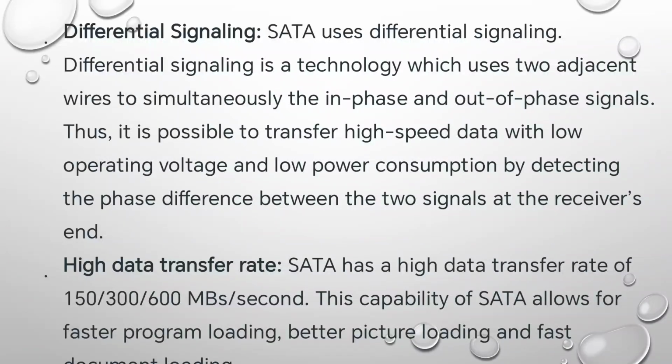Differential signaling. SATA uses differential signaling. Differential signaling is a technology which uses two adjacent wires to simultaneously carry in-phase and out-of-phase signals. Thus, it is possible to transfer high-speed data with low operating voltage and low power consumption by detecting the phase difference between the two signals at the receiver's end.